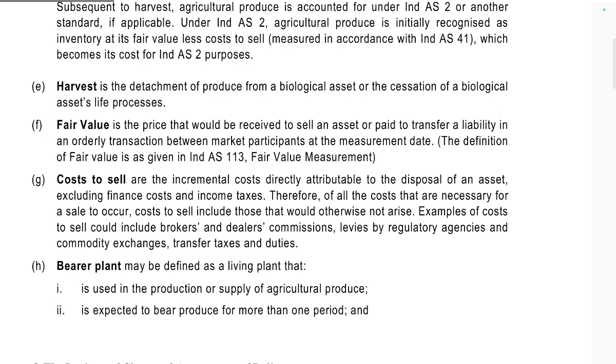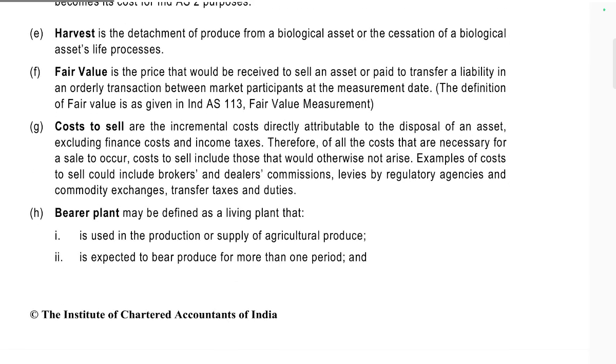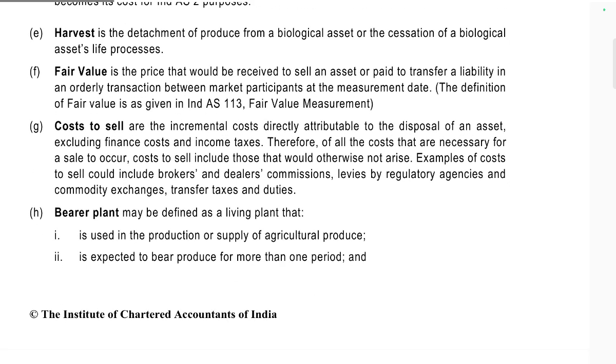Harvest is the detachment of produce from a biological asset, or the cessation of a biological asset's life processes. Fair value is the price that would be received to sell an asset or paid to transfer a liability in an orderly transaction between market participants at the measurement date. The definition of fair value is in Ind AS 113, Fair Value Measurement.